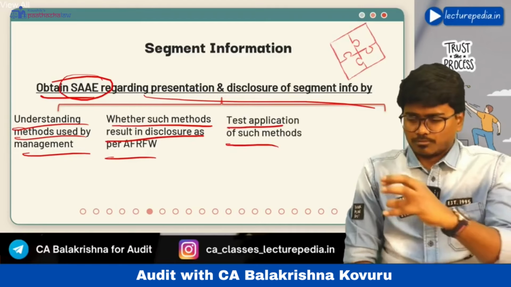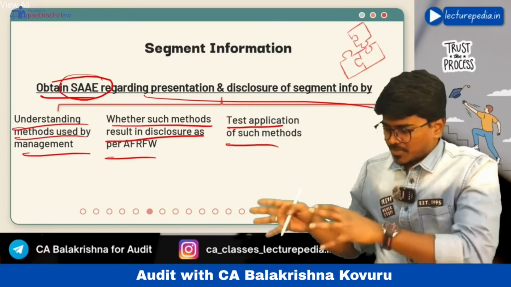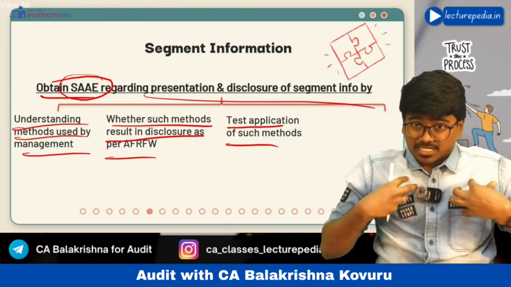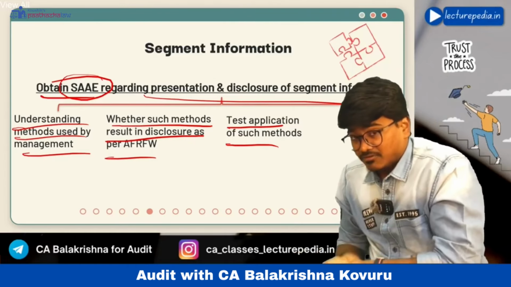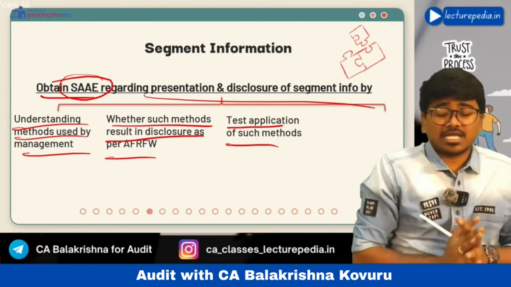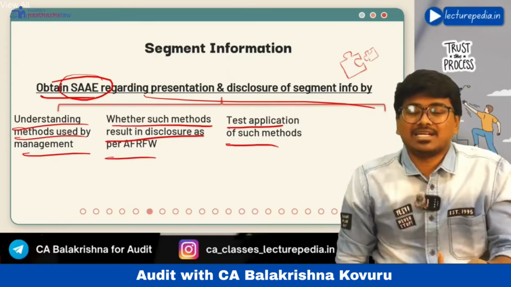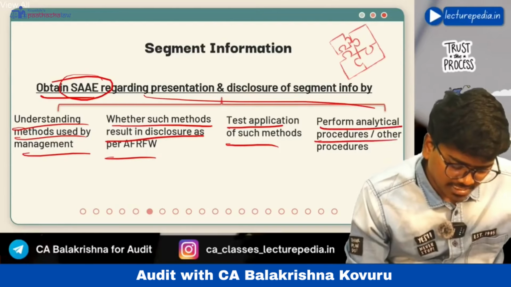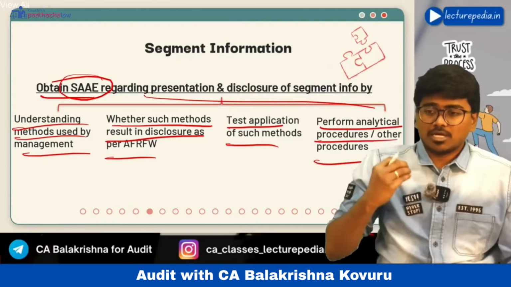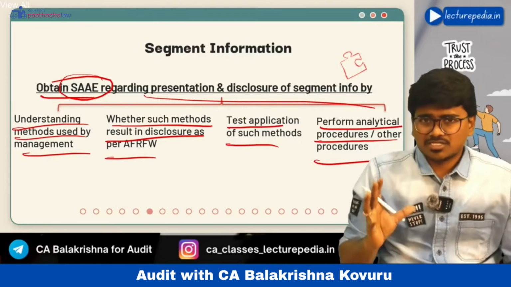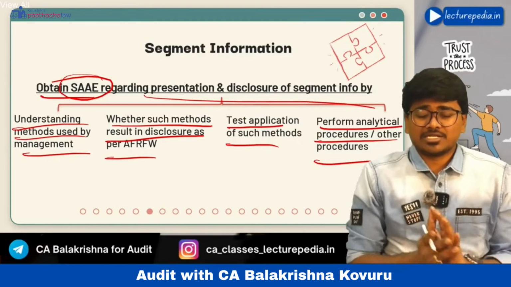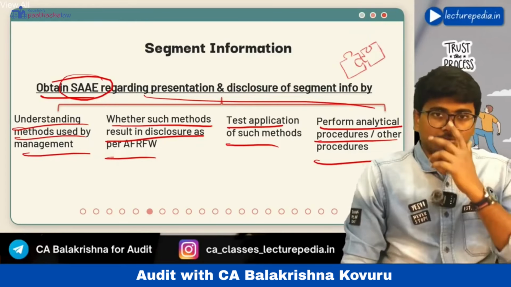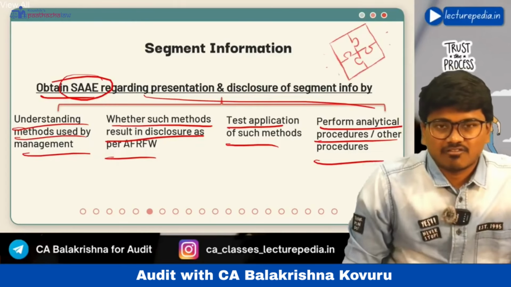Now management, by applying a particular method, has arrived at particular disclosures and amounts. Now the auditor will also apply that method and see whether the same amounts are arrived at or not. You will apply that method that the management has used. You will test application. Next, perform analytical procedures and other procedures. So by doing these things, you will check whether segment information has been properly presented and disclosed. So by this we have completed the revision of SA 501.